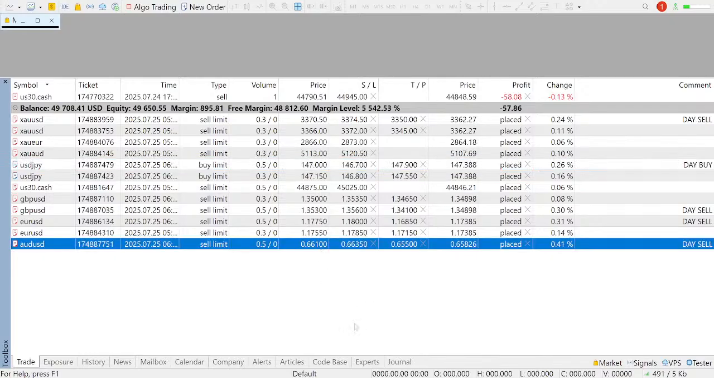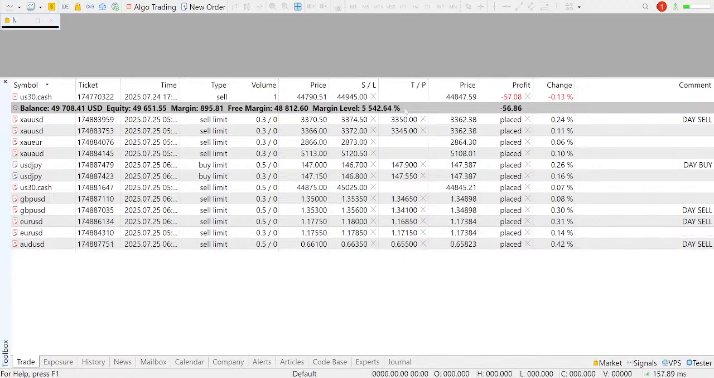Okay, so this is the order we have given for Aussie, which is a day sell, half lot, 66.10 selling, stop at 66.35, TP at 65 half. Then we go for a scalping entry.